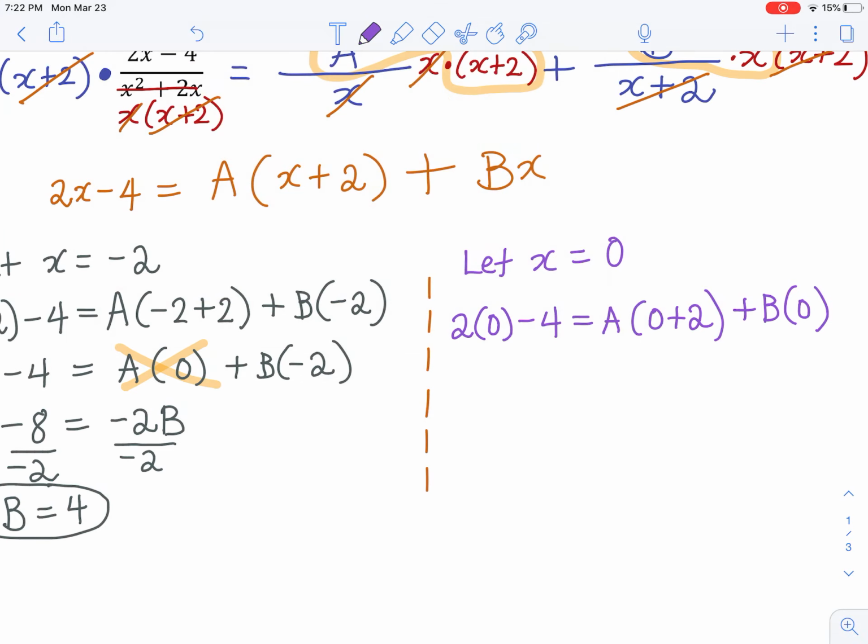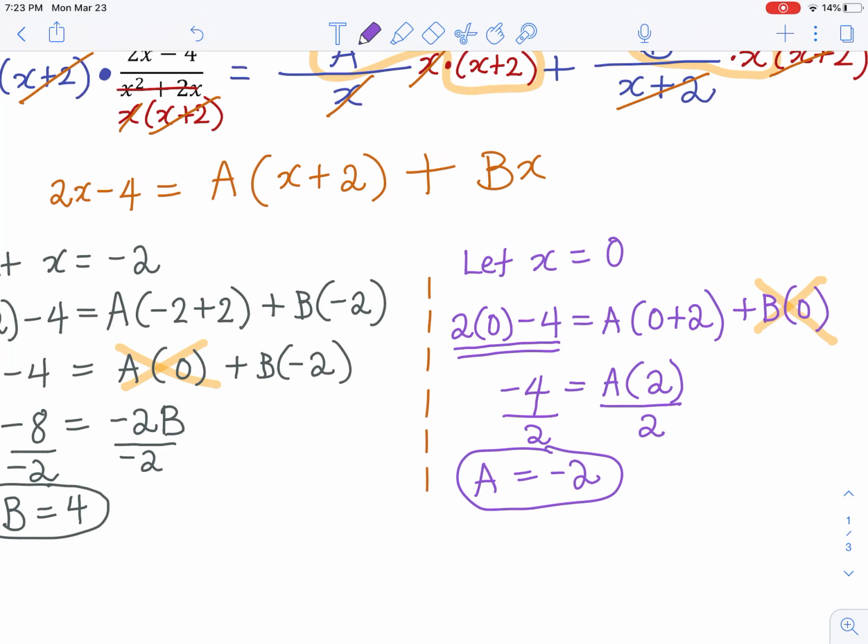Okay, anyways, coming back, that's going to be 0 minus 4 over here. So let me write negative 4 equals a times what number? 2. And b times 0 is just 0, so that is canceled out. So let's solve this. Divide both sides by 2. What's a then? A equals negative 2.